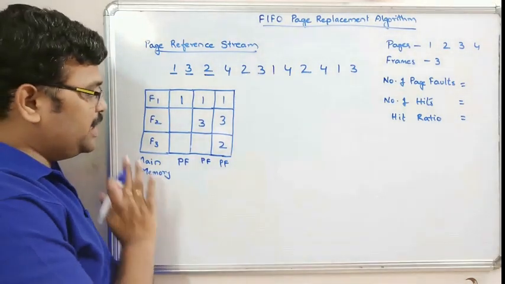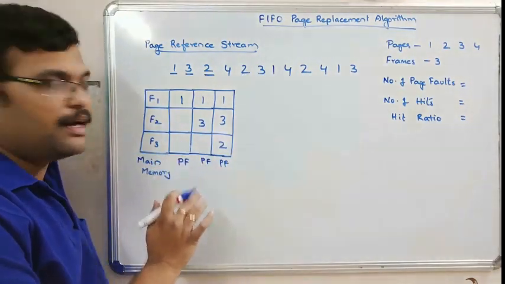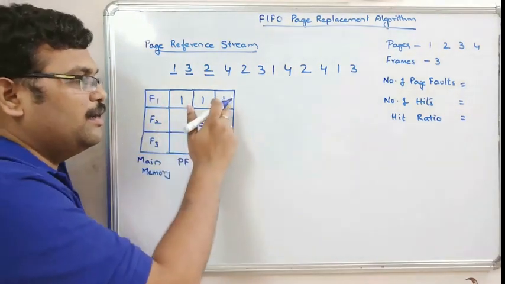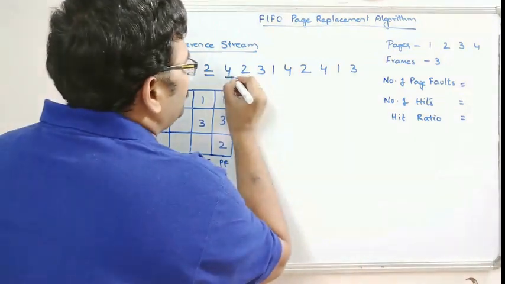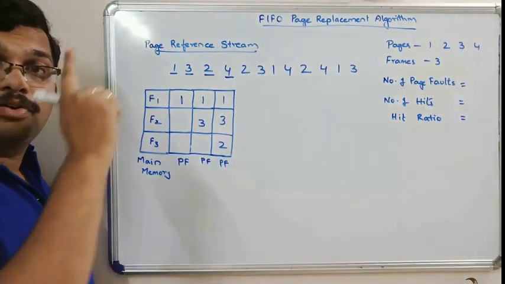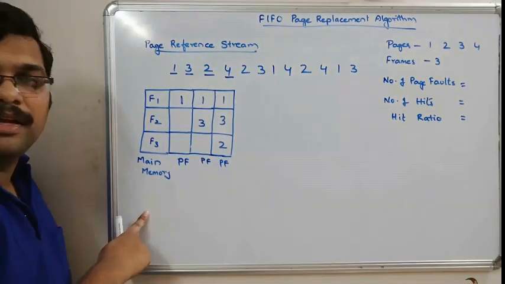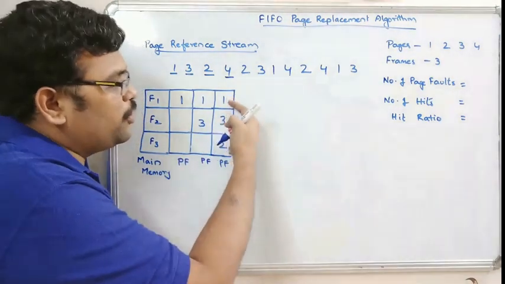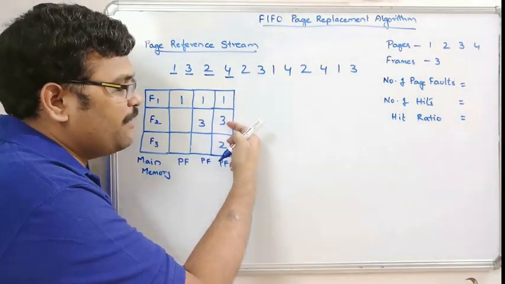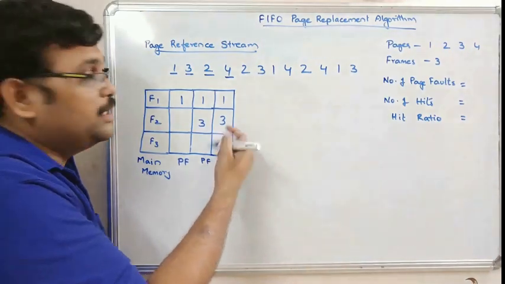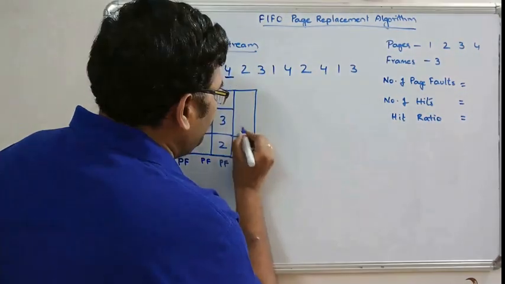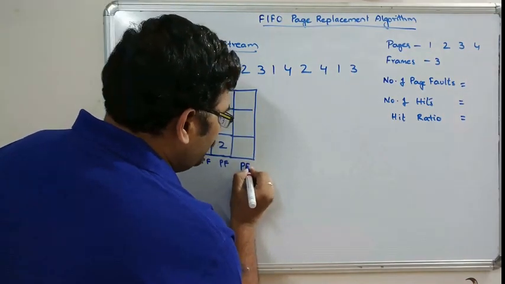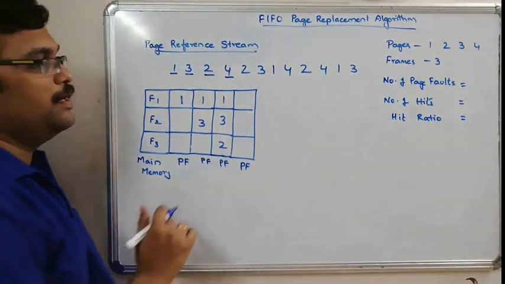Now our main memory is full with all the pages, right? So 3 frames are there, and 3 pages have been loaded. Now the next string is 4. So 4 is to be loaded into the main memory. But 4 is not available because frame 1 is having 1, frame 2 is having 3, frame 3 is having 2. So it is not available in the main memory, so again there is a page fault.